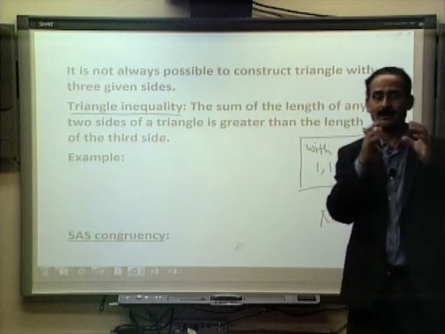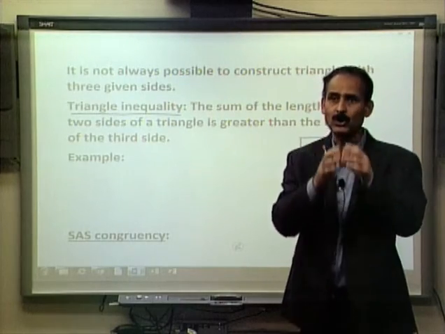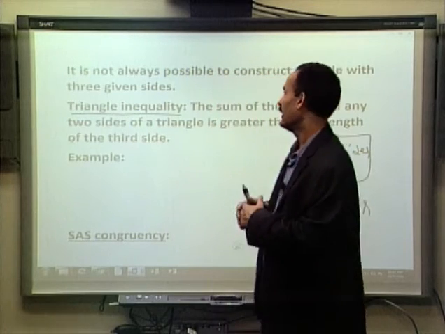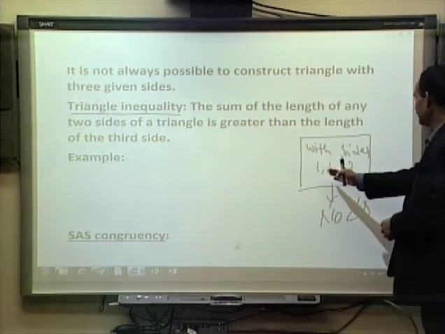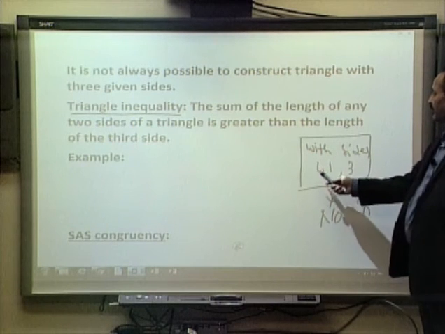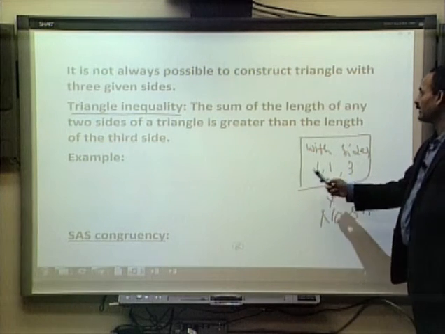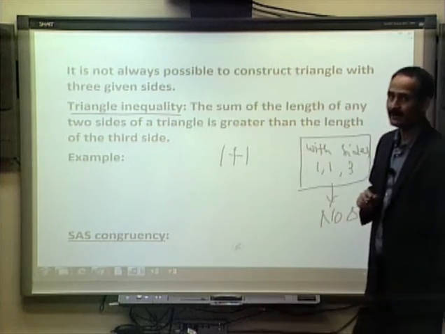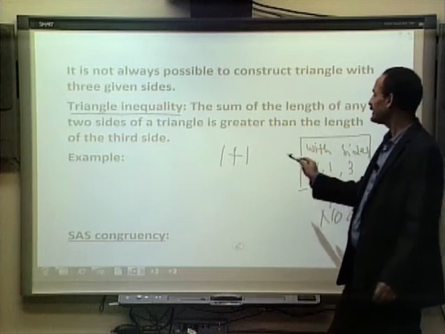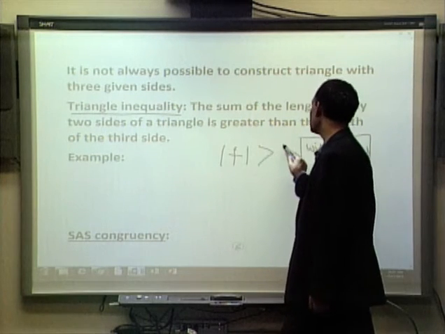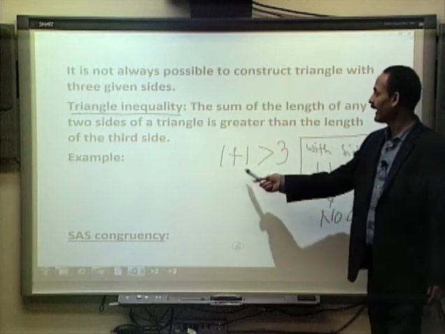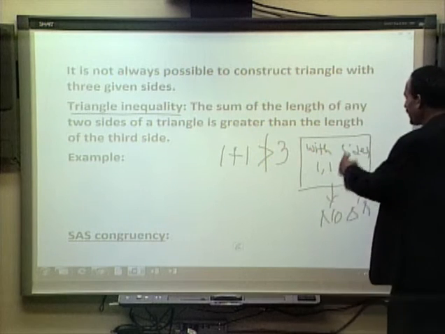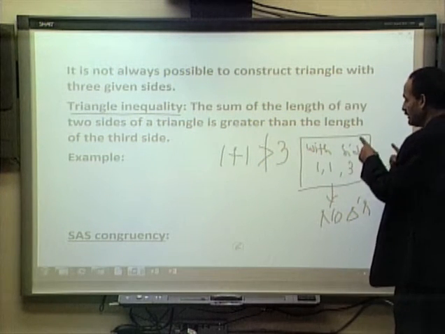If we add the lengths of two sides of the triangle, the sum has to be greater than the third if we have a triangle. If we look at these given lengths, if we add this first side 1 with the second side, which is also 1, 1 plus 1 has to be greater than the third side, which is 3. And we know that 2 is not greater than 3, so this is not possible. That means we cannot construct a triangle with these given dimensions.